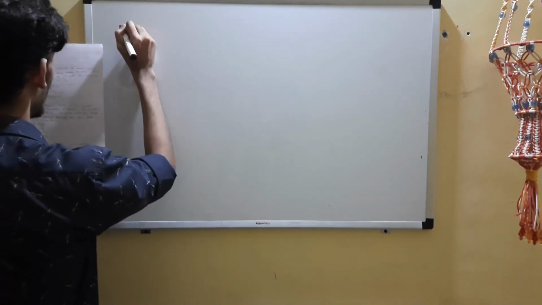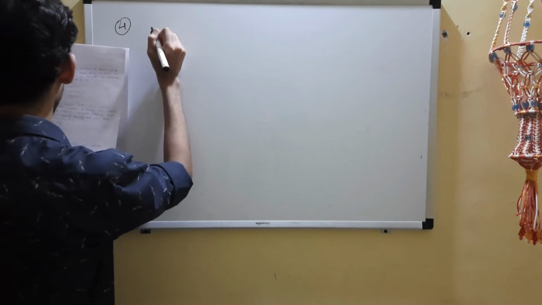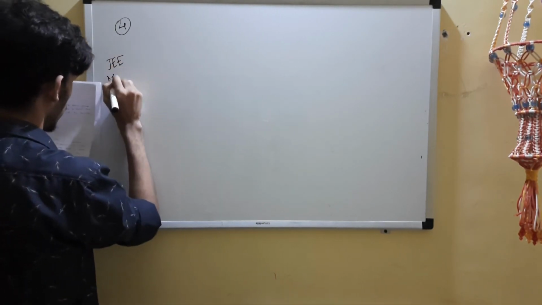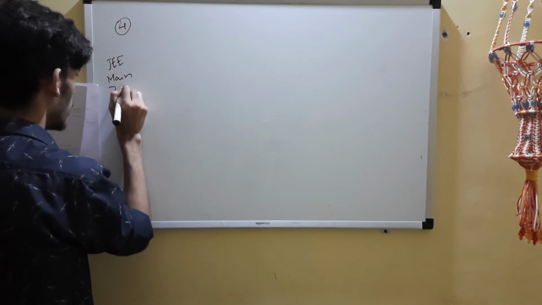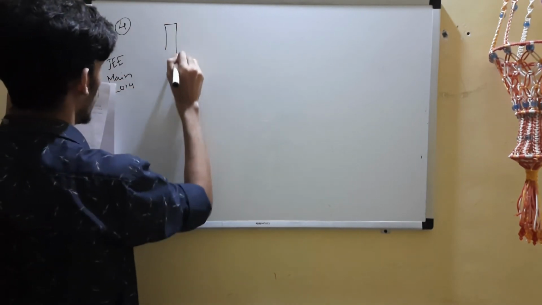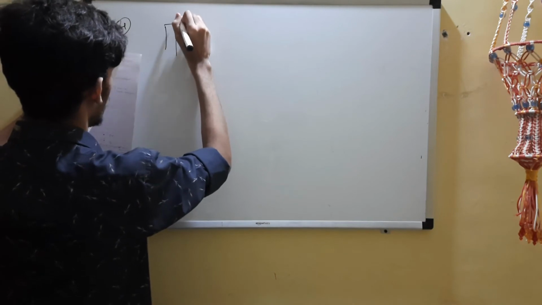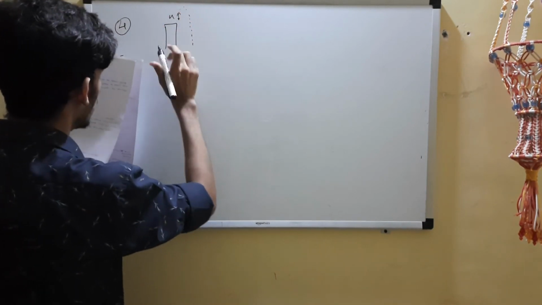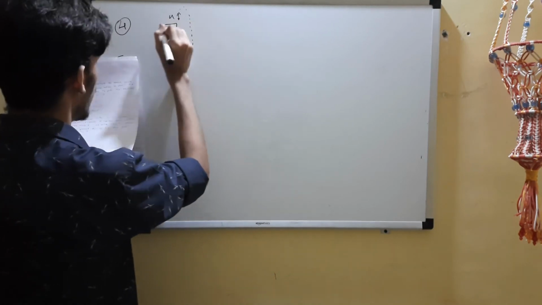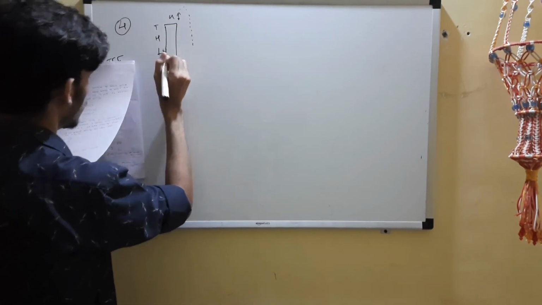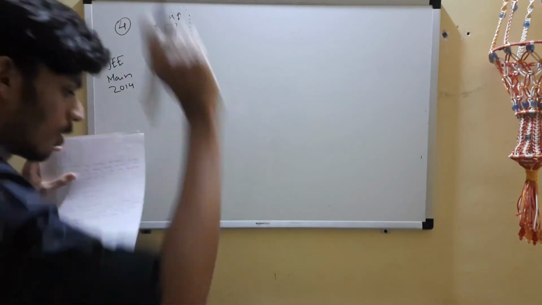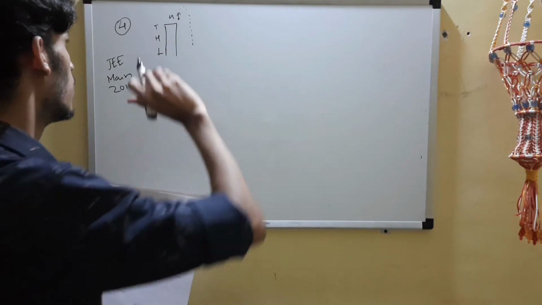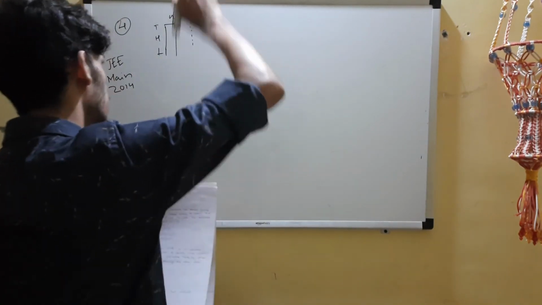Okay, so we'll try one more, which is a JEE Main 2014 question. It was a very famous question, so you'll have it in your reference book also, I guess. A ball is thrown with an initial velocity u from the top of a tower of height h. It's thrown upward, not downward, so it goes up, stops, and comes down.